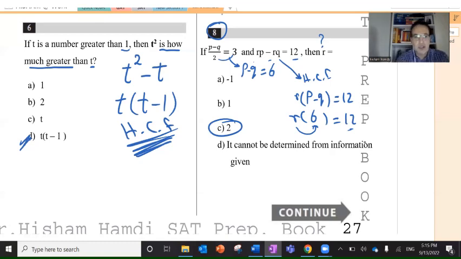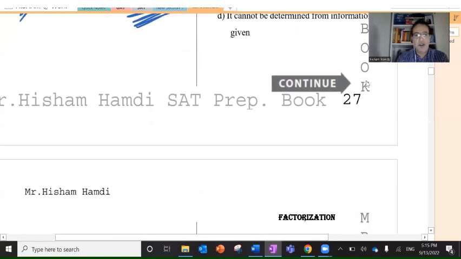You may find these questions a little bit difficult for you, but this is how the questions come with factorization in SAT. By practicing, you will figure out the answer, inshallah.